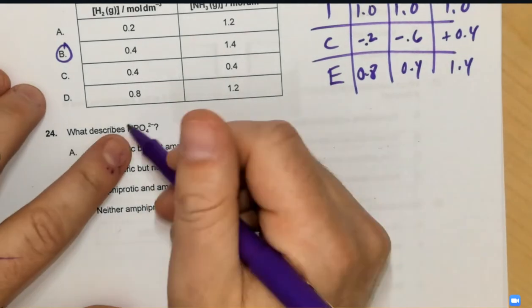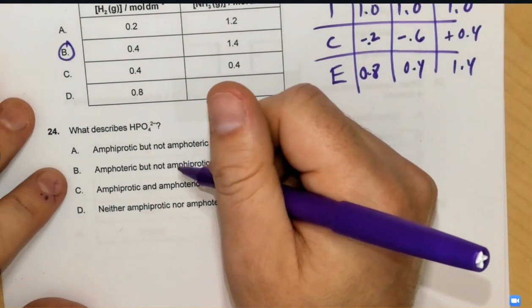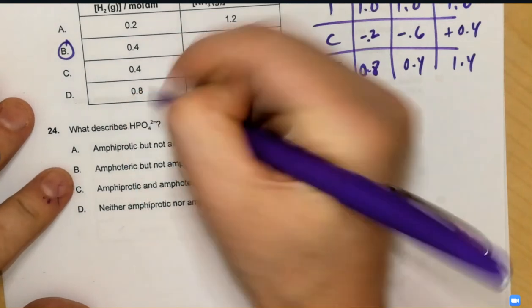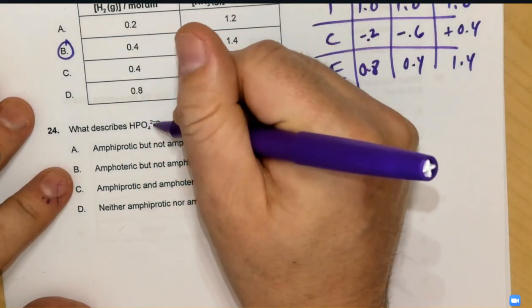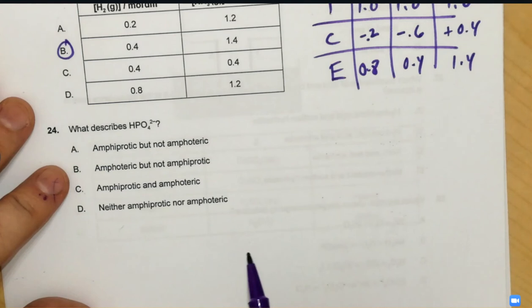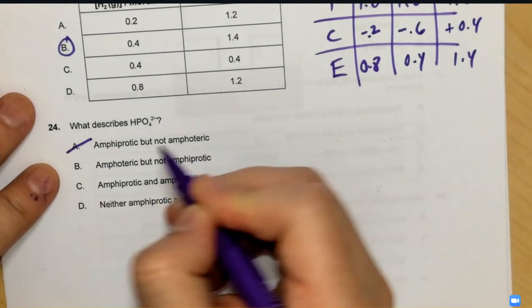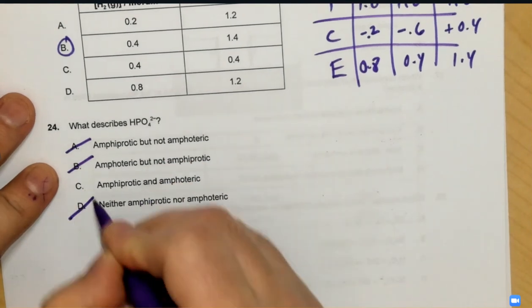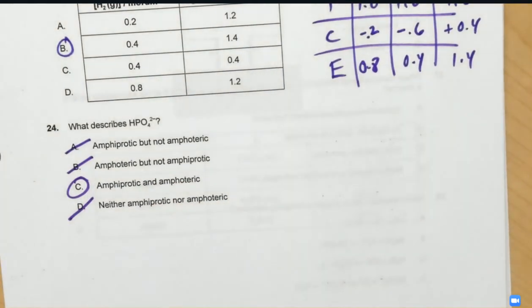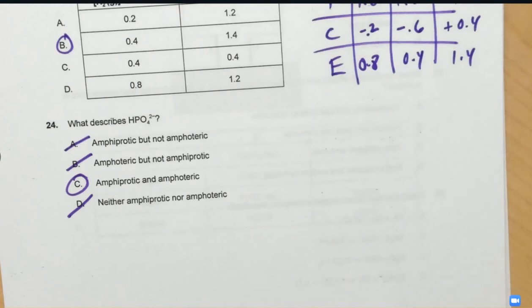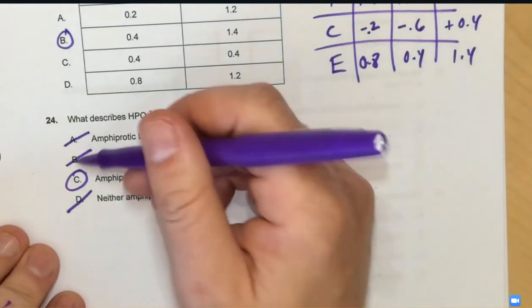So with the HPO4 2-, it is amphiprotic because it can gain a hydrogen to become H2PO4 minus, or it could lose one to become the phosphate ion. So if something says it's not amphoteric, go ahead and cross it out, which means C must be the answer. It's really a lot easier to figure out amphiprotic than it is amphoteric. So first figure out amphoteric, and that alone will tell you what the answer is.